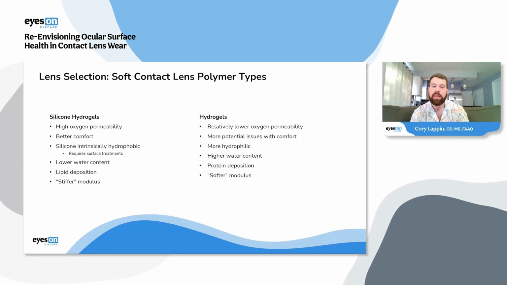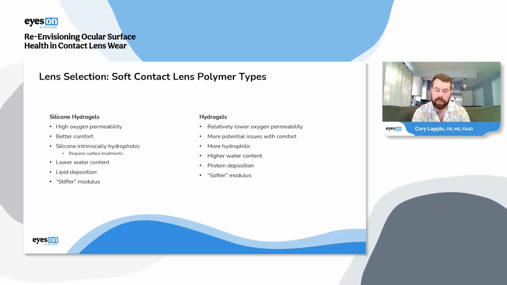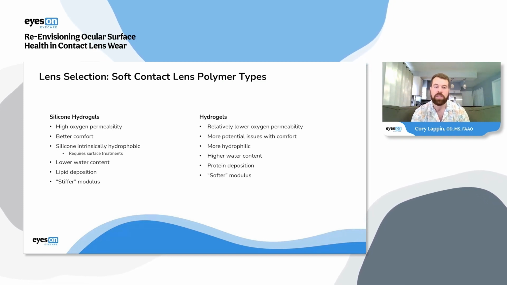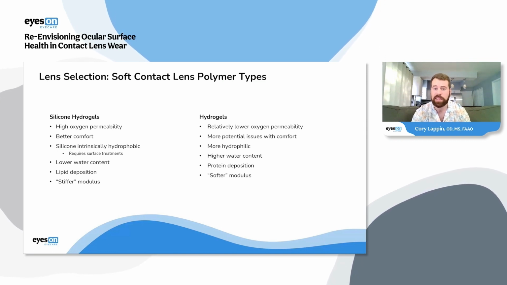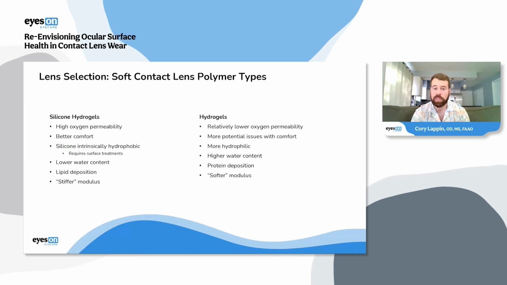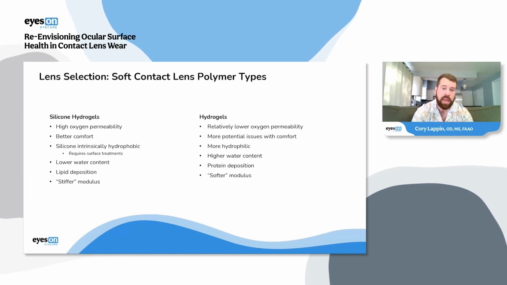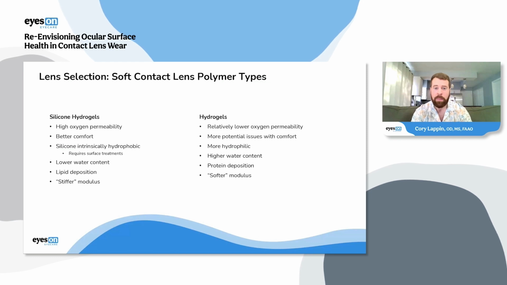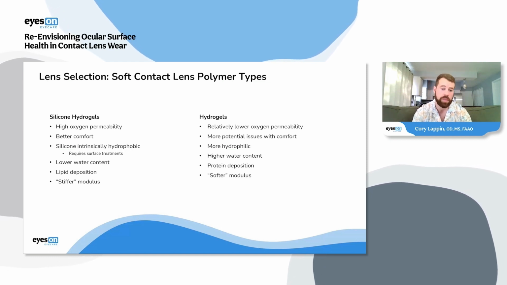And this is kind of less of an issue with modern SiHys, because traditionally, even though silicone was intrinsically hydrophobic, they've actually been able to increase the water content, and they've added wetting agents. So modern SiHys have better wettability and a higher water content. So the modulus has actually improved as well. So now most modern SiHys are equally comfortable to hydrogels, and they perform just as well or even better. And as we've discussed throughout the lecture, many times you're going to find that silicone hydrogels have less complications compared to hydrogels.